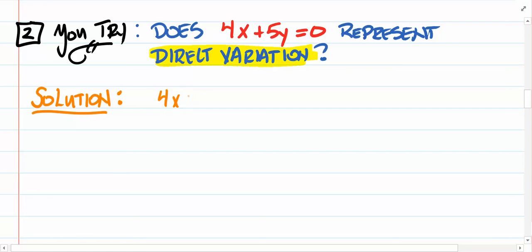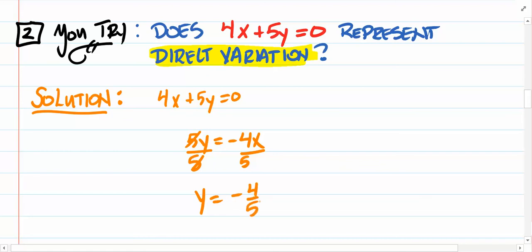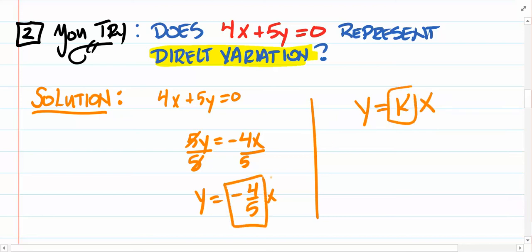So I have 4x plus 5y is equal to 0. So then I would have 5y is equal to negative 4x, and then I would divide by 5 and divide by 5, and I would see that y is equal to negative 4/5 x. This is in the form of y equals kx, and therefore the k in this case would be negative 4/3, so my constant of variation would be negative 4/5.